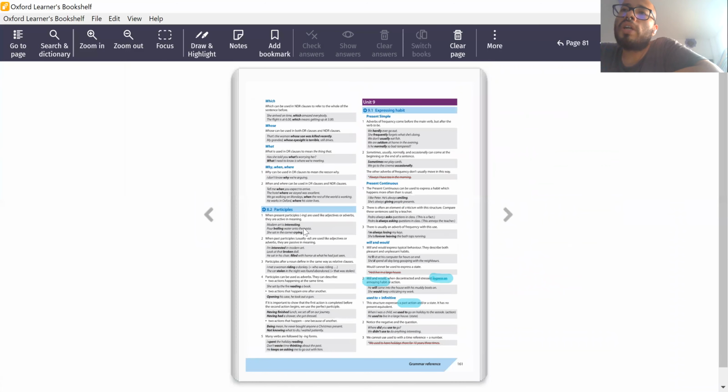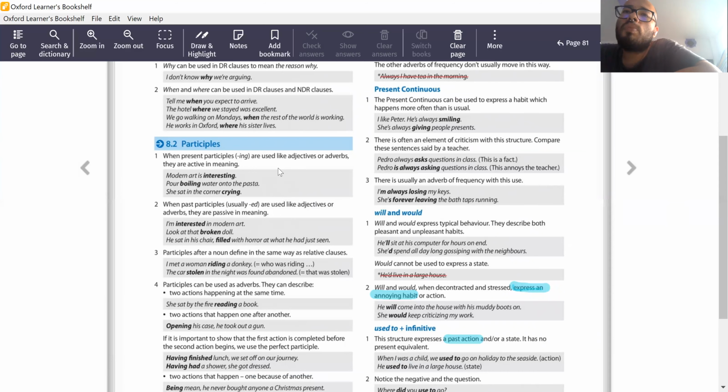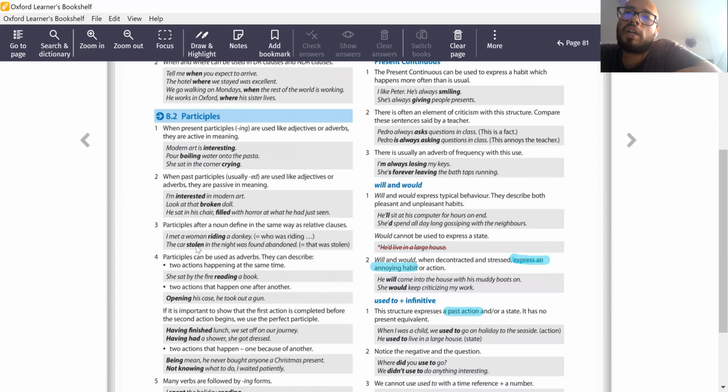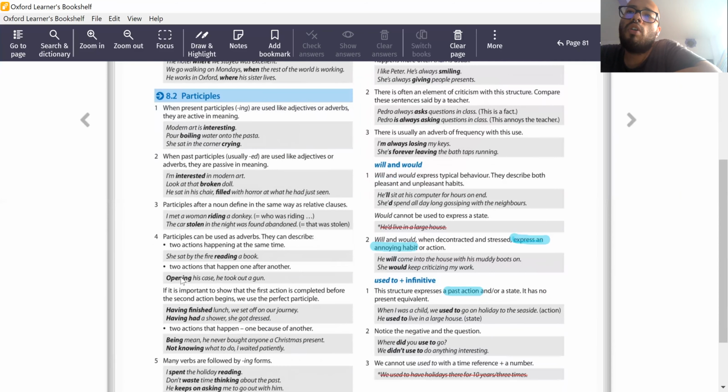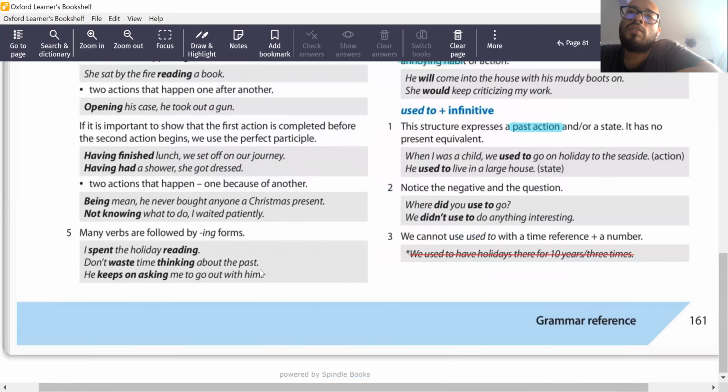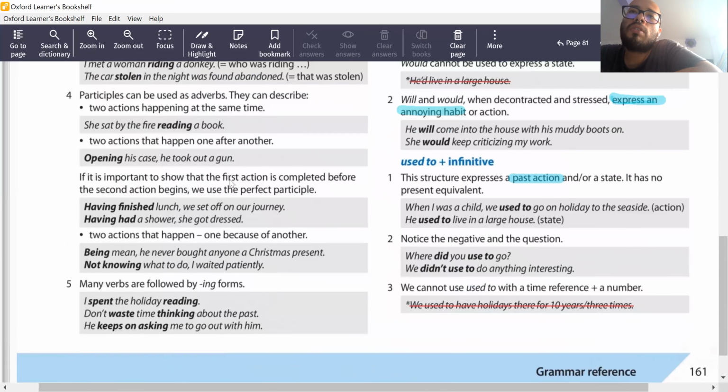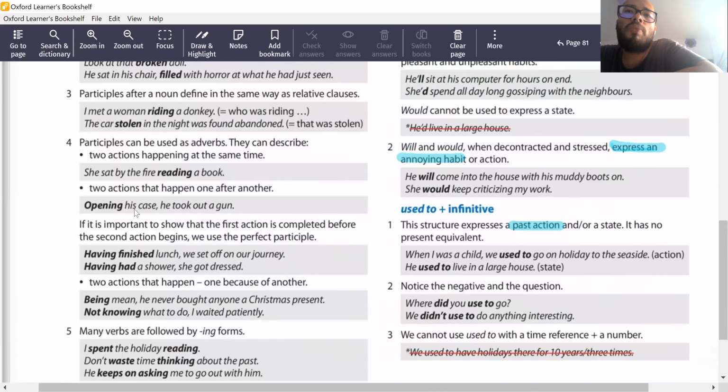Okay, then you have more examples of the participle, present participle, and past participle. The car stolen in the night was found abandoned. Yeah, opening his case, he took out a gun. And there is another explanation here. Participles can be used as adverbs. They can describe two actions happening at the same time. She sat by the fire reading a book. Yeah. Opening his case, he took a gun.